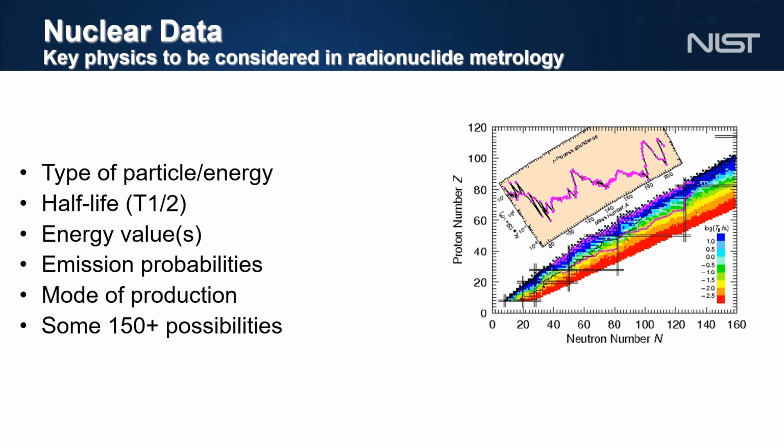There are some key physics to consider in radionuclide metrology, which are loosely included in what we refer to as nuclear decay data. In addition to the type of energy being measured, such as from photons or from excited particles, half-life, emission probabilities, mode of production, etc. must be known or determined through measurement for the some 200 different radionuclides of interest to the measurement community and stakeholders.